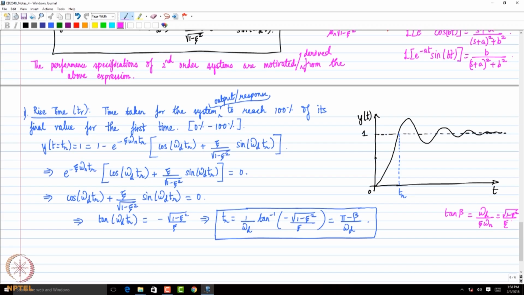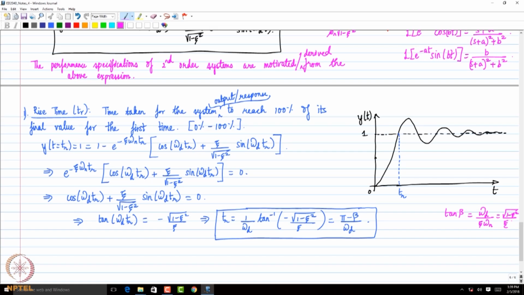Is it clear? See, here I have tan inverse of minus square root of 1 minus zeta squared by zeta. If I just had tan inverse of square root of 1 minus zeta squared by zeta, I would have had beta. But I have tan inverse of minus square root of 1 minus zeta squared by zeta, so I just used it as pi minus beta. Okay, that's because we need tr to be a positive number, right? That's why we use the periodic nature of the tan function and then wrote it as pi minus beta.